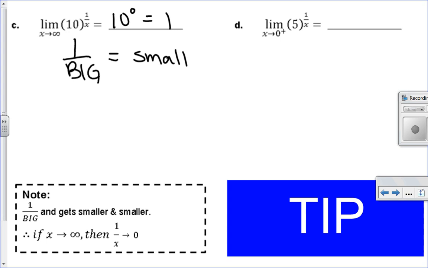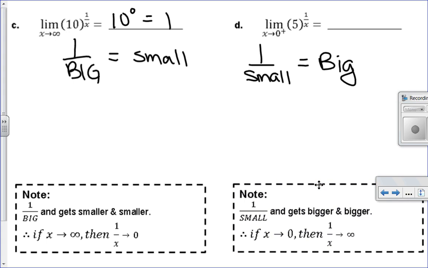So the limit as x approaches 0 from the right of 5 to the 1 over x. So we're approaching 0. In other words, we're approaching a really small number. So 1 over a small number is actually equal to a big number. So my tip here is as x approaches 0, 1 over x approaches infinity. So this is like saying the limit as x approaches 0 from the right of 5 to a really big number. Well, if I have 5 to a really big number, that's going to approach positive infinity. So that limit would approach positive infinity.